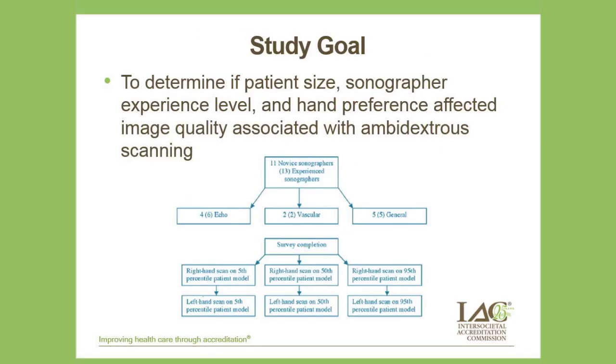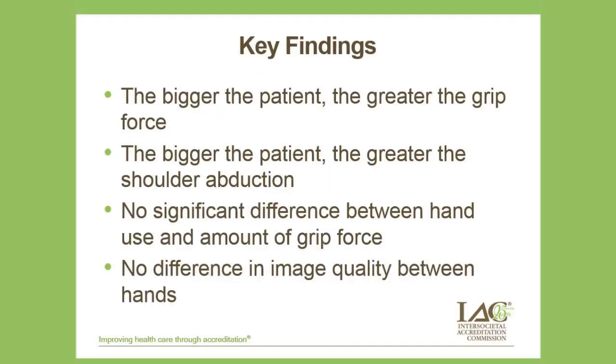And really what they were trying to do was look at patient size, sonographer experience level, and hand preference, both to see if the image quality differed. The argument always is, well, if you're scanning left-handed, your pictures are worse, or conversely, if you're scanning right-handed, your pictures are worse. And that may not be the case, so they went ahead and looked at it. They also measured grip force, which I thought was interesting.